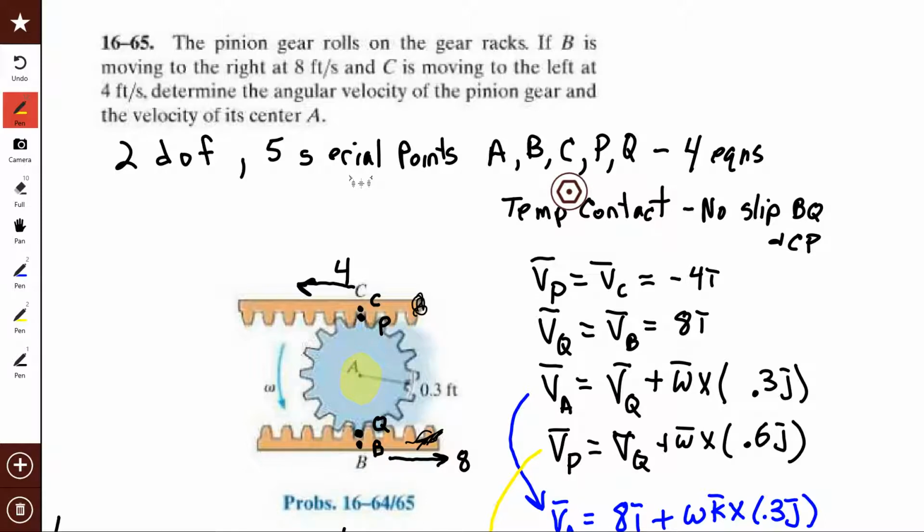Okay. Shall we start? What do you know about P?